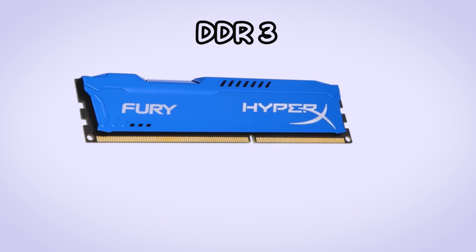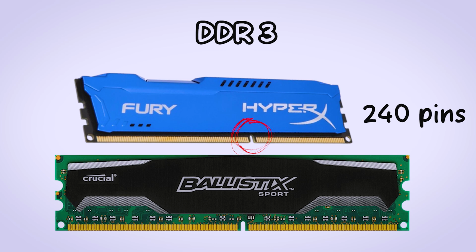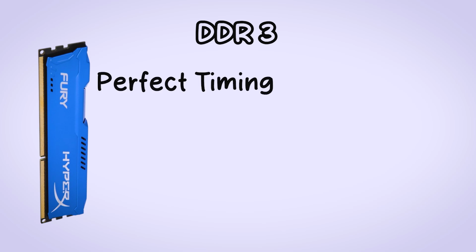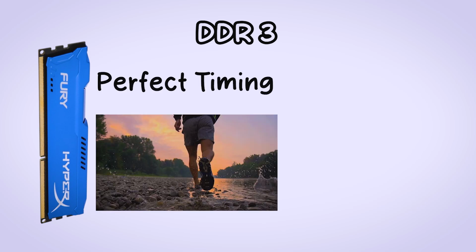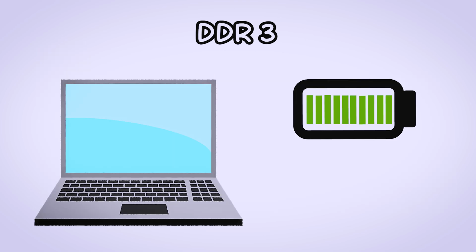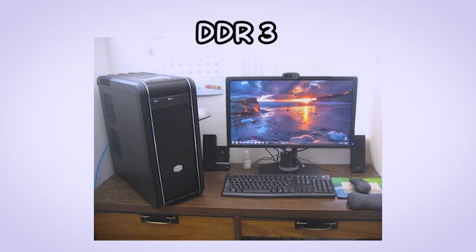DDR3 kept the 240-pin design but changed the notch position, so again, you couldn't mix it up with DDR2. Module capacities went from 512 megabytes all the way up to 8 gigabytes per stick, with some high-end modules reaching 16 gigabytes. What made DDR3 special was its perfect timing. It launched just as HD video and gaming were taking off, providing exactly the performance boost those applications needed. The lower voltage meant even better battery life for laptops and less heat generation in desktops.